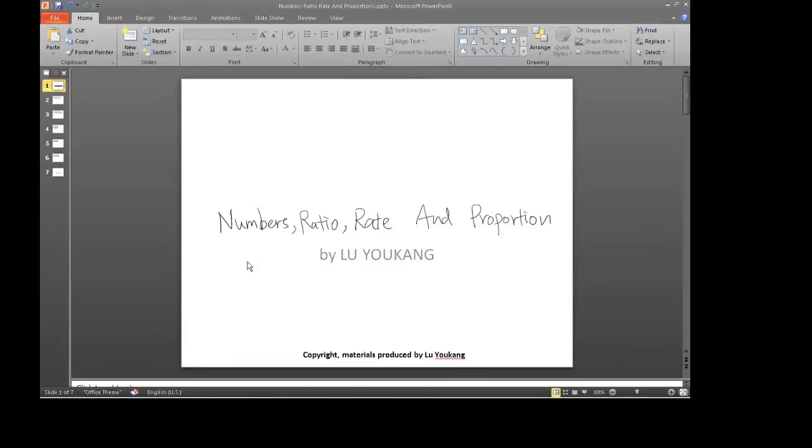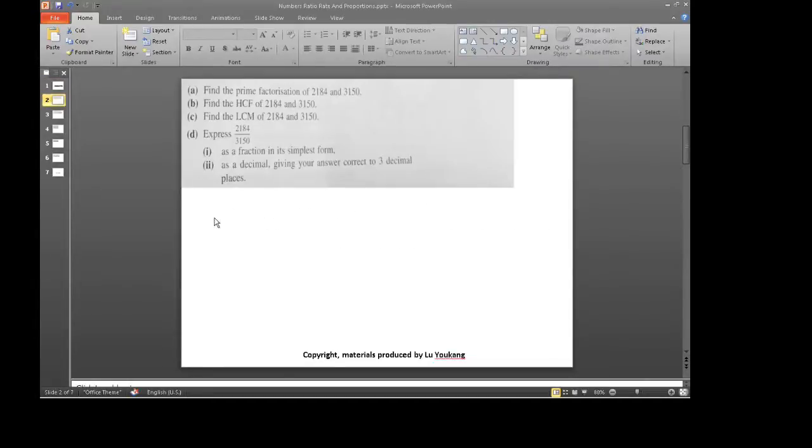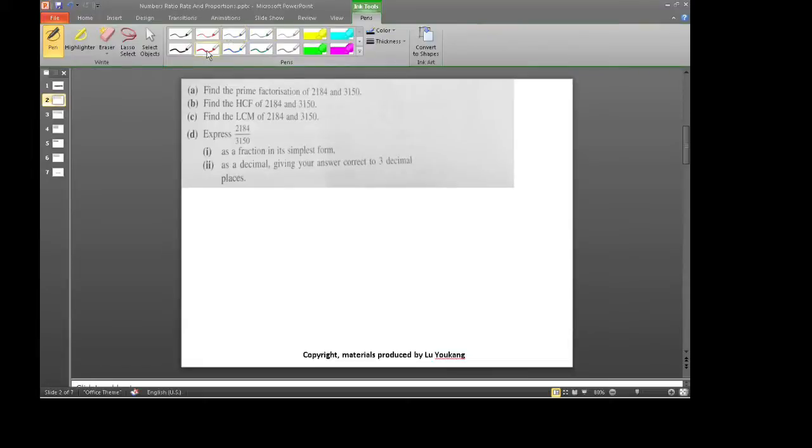So today we are taking a look at numbers, ratio, rate and proportion. Without further ado, let's take a look at a question. Part A, find the prime factorization of 2184 and 3150.